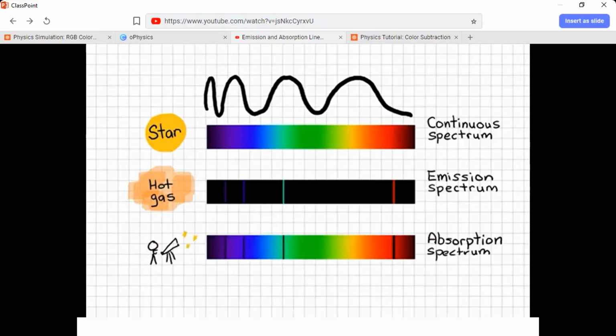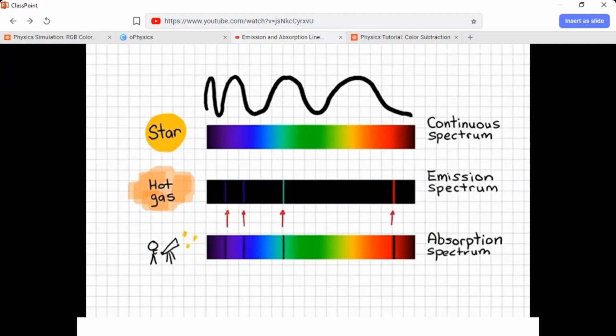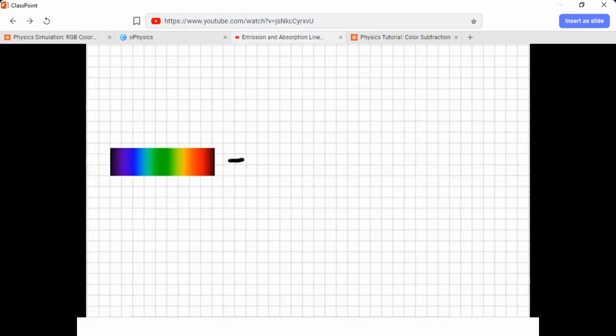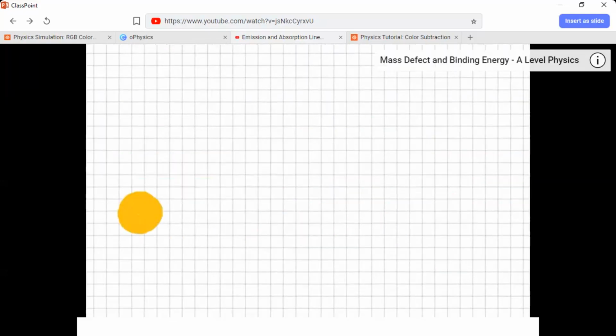Well, what do you notice? This is the exact opposite of the emission spectrum. The frequencies missing from these absorption lines are the emission lines. This means that if we subtract the emission spectrum from the continuous spectrum, then we get the absorption spectrum. These two spectra are categorized as line spectra to distinguish them from continuous spectra. Let's see how this physically happens with a star.